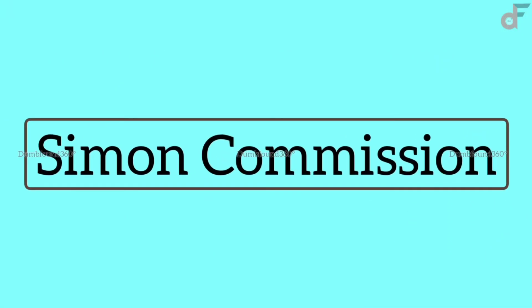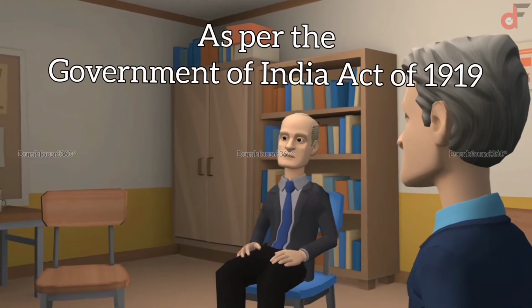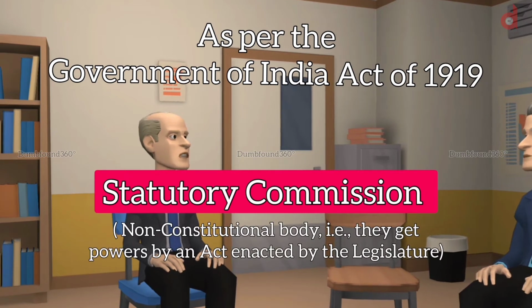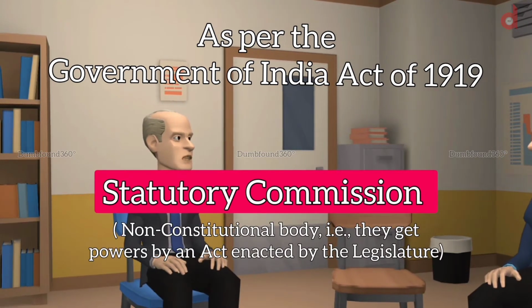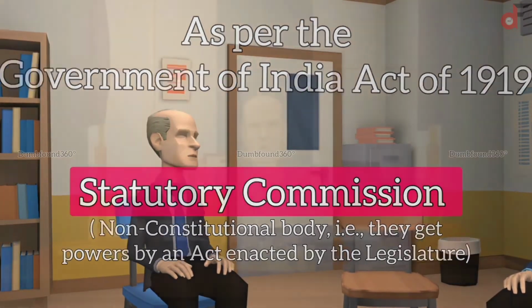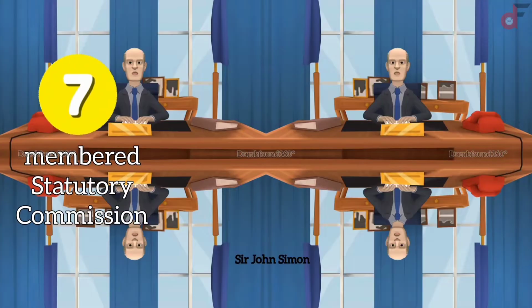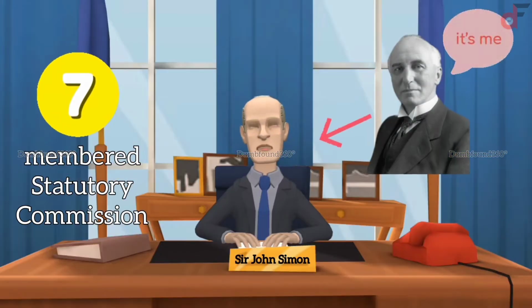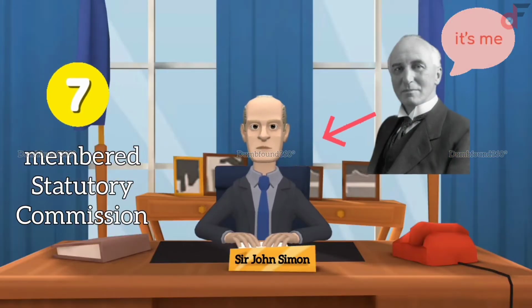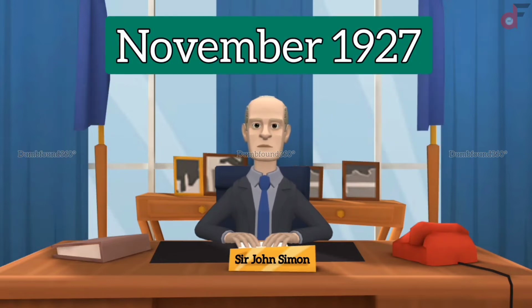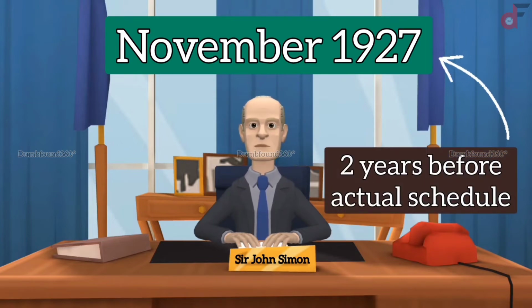Simon Commission. As per the Government of India Act of 1919, a statutory commission should inquire and report on its working after 10 years. But the British government announced the appointment of a 7-member statutory commission under the chairmanship of Sir John Simon to report on the condition of India under its new constitution in November 1927 itself, that is 2 years before the schedule.